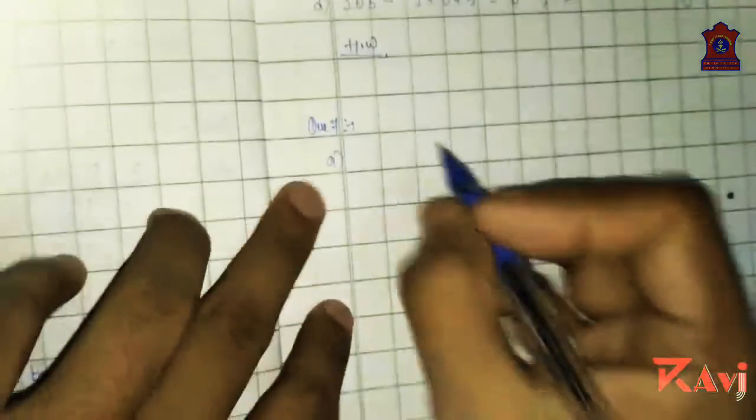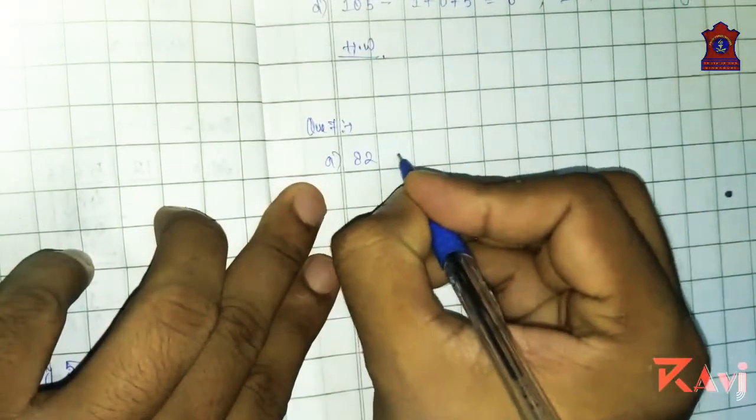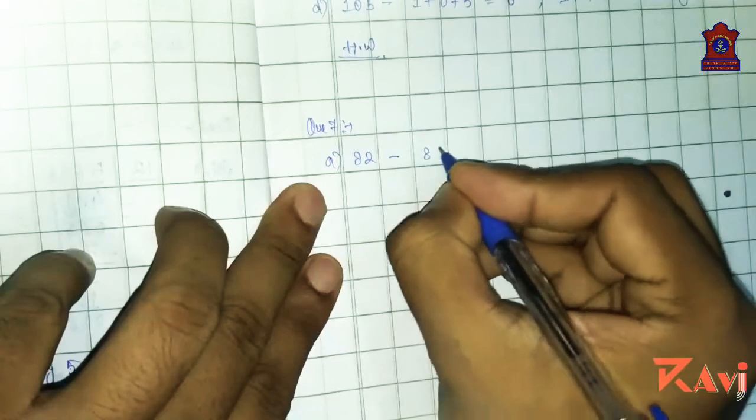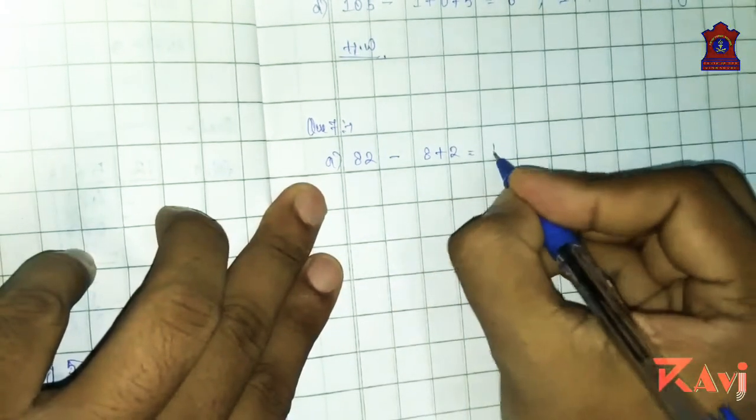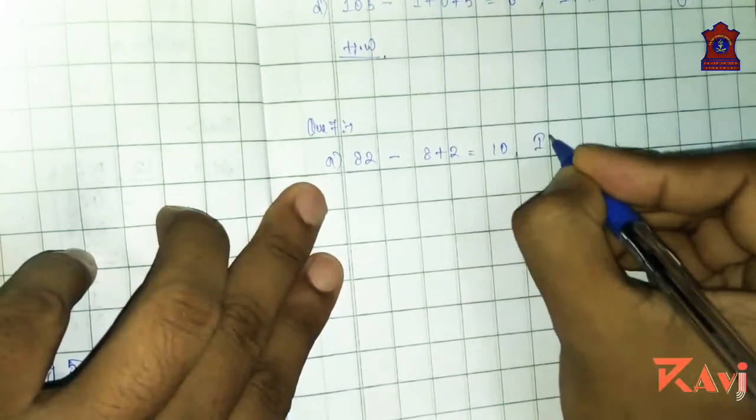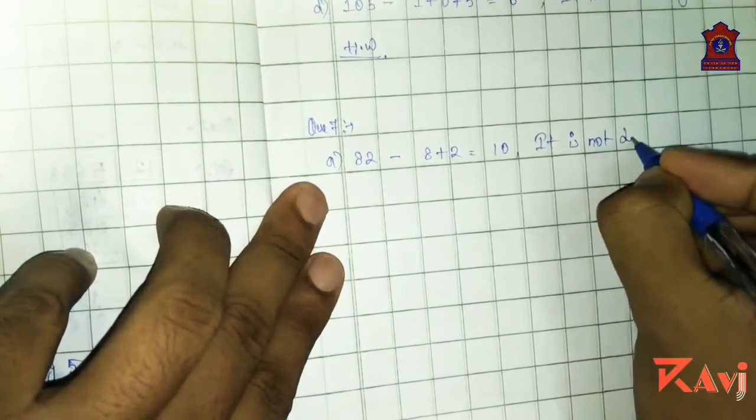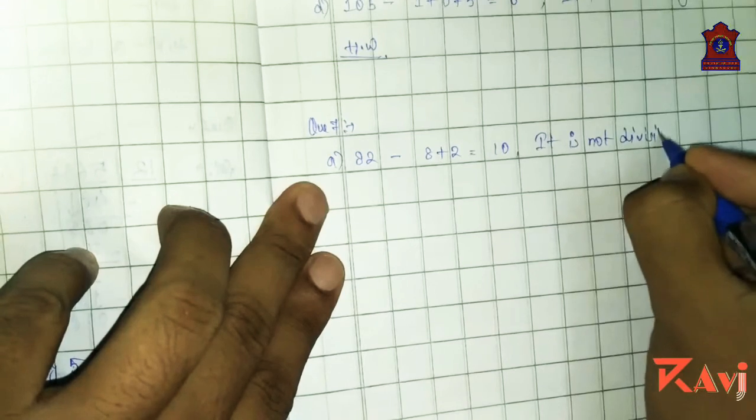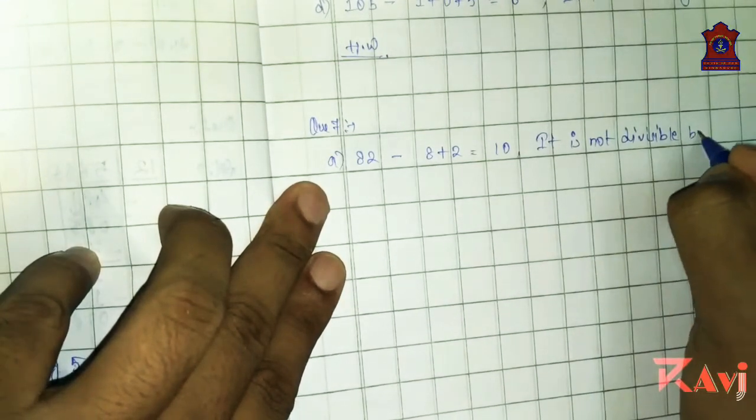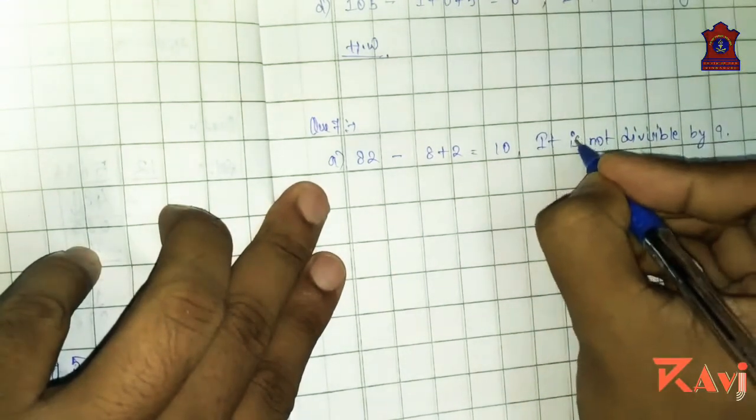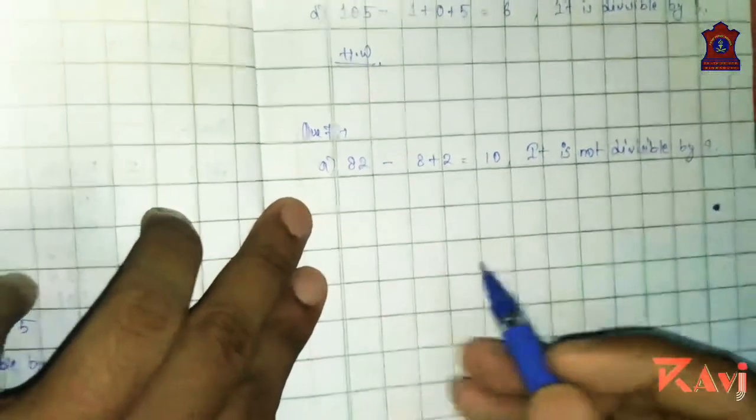So 82. Add all the digits of the number: 8 plus 2 equals 10. You can write it is not divisible by 9. Okay, 10 is not divisible by 9.